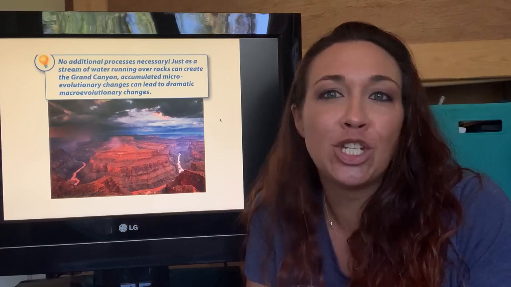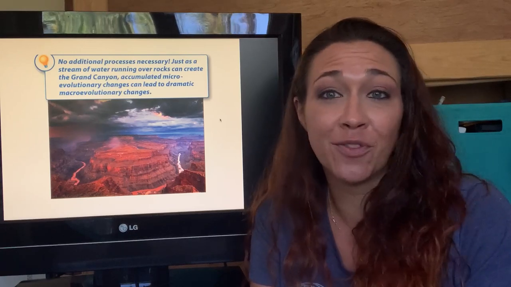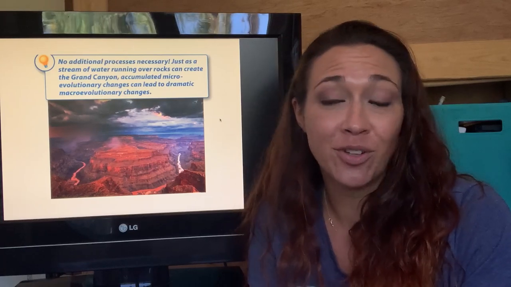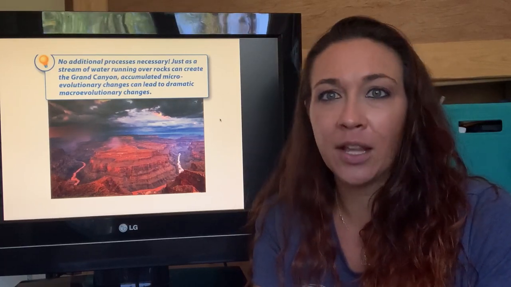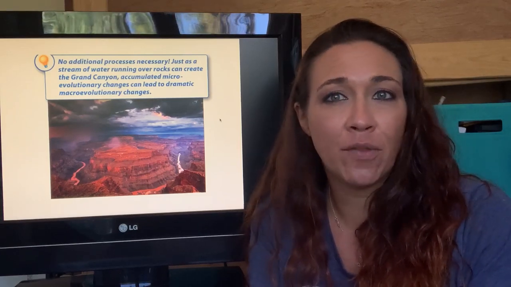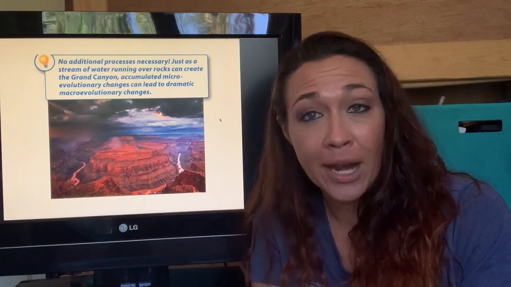That's not big changes like us going from the ancestor of a chimpanzee to what we are now. That's a big change. So again, the microevolutionary changes can happen on a very small scale, like the things with antibiotic-resistant bacteria and stuff like that. Those are microevolutions. And then macroevolutions are leading to really, really big dramatic changes.